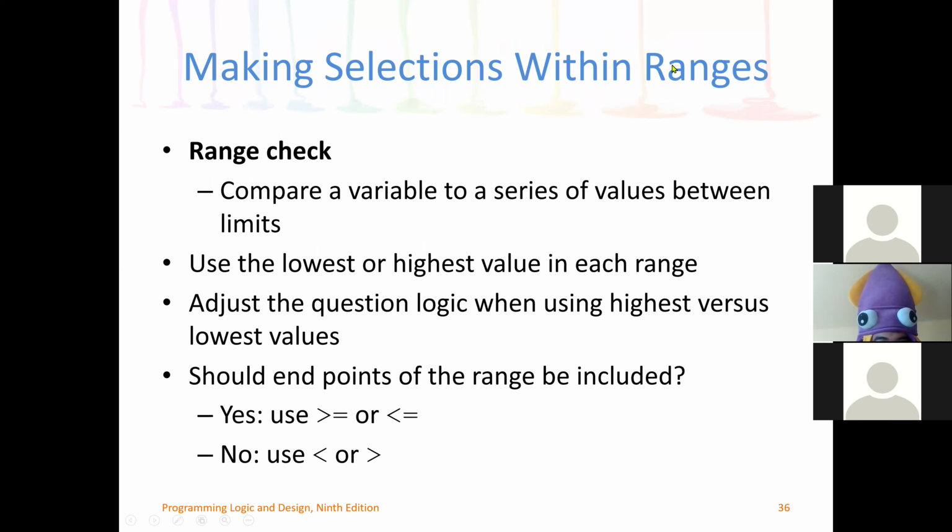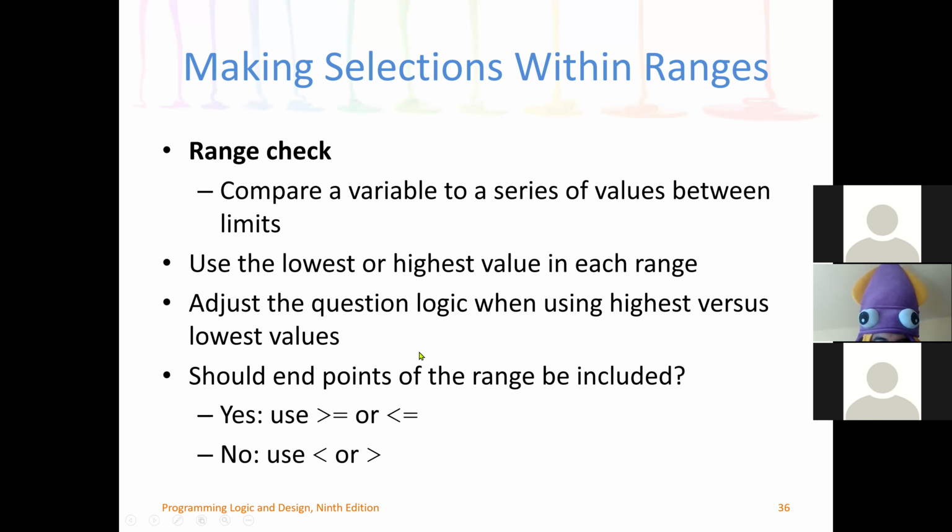Also, we can make selections within ranges. For example, between 20 to 50, greater than or equal to 70, which means anything from 70 going up. So here we can compare a variable to a series of values within some limit or between a limit. Now use the lowest or the highest value in each range. Then you can adjust the question logic when using highest versus lowest values. So for example, here it's good to use greater than or equal or less than or equal. Don't use only greater than or less than.